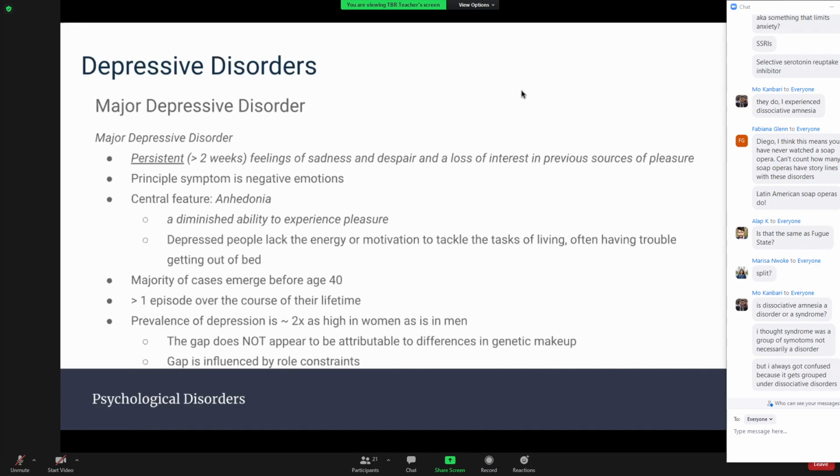Here's something that Sophie was bringing up earlier that talks a little bit about some of the reasons for this gap. It's not genetic makeup that we should think about as the reason for this gap, but instead it has to do with role constraints that in typical societies across the board, women experience a multitude of stressors that might be increasing the risk factors for depressive disorders. There is one thing I do want to mention about genetic makeup that is valid for this gap, which is that women's reproductive cycles can lead to greater vulnerability to depressive disorders.